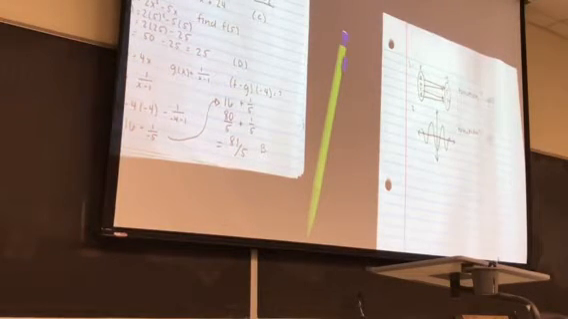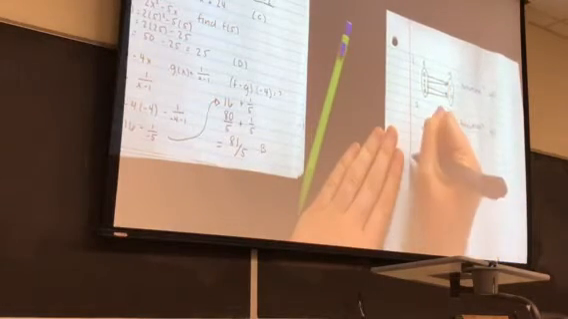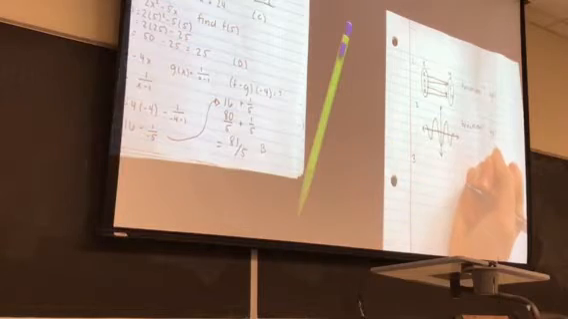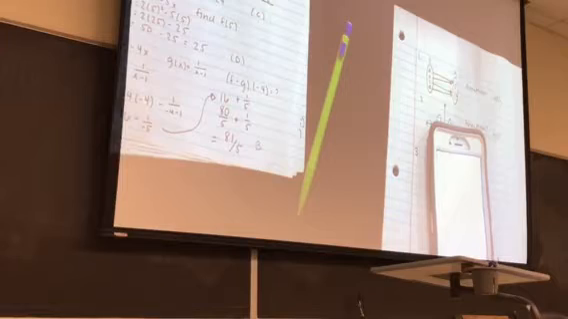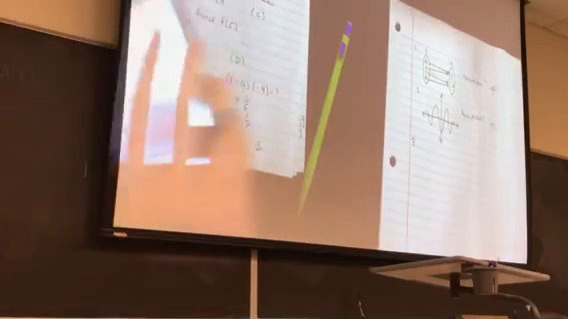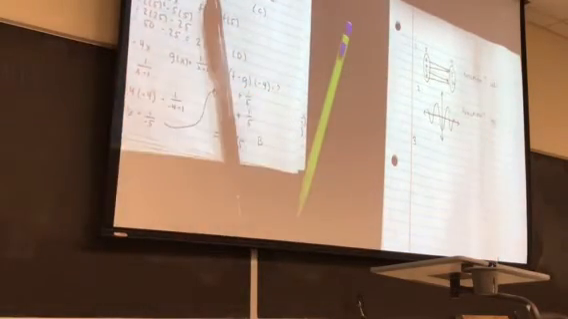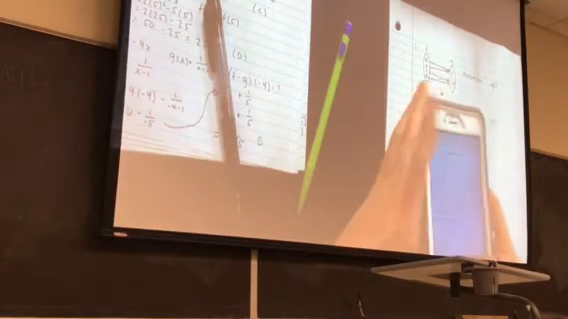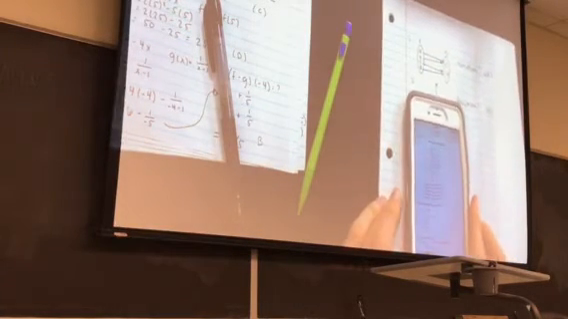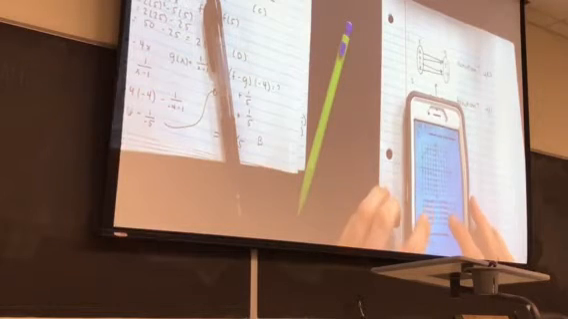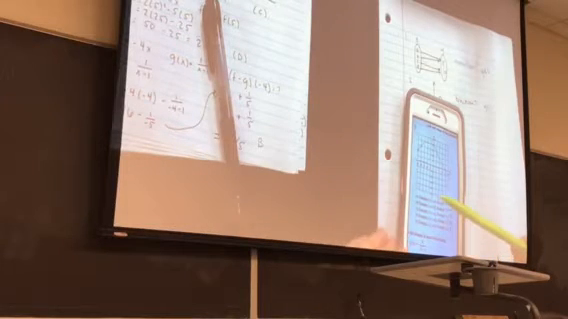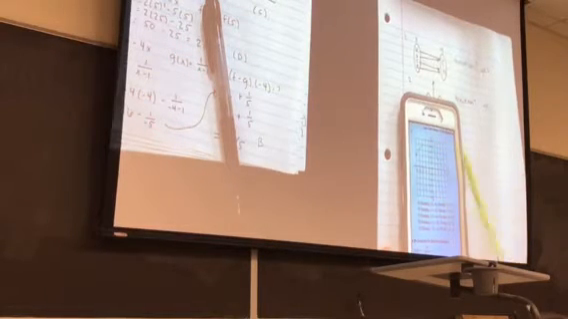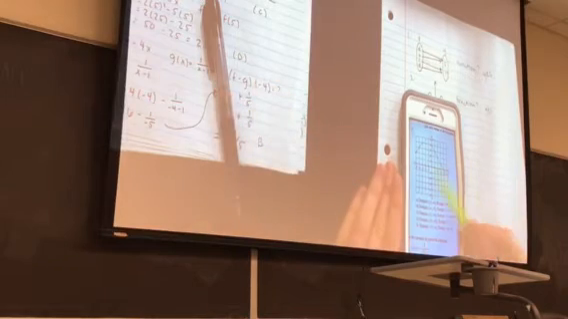Okay, let's see. Those are the easy ones. Number 3. Okay, so number 3 is like this graph, and this is from negative infinity to positive infinity, basically.